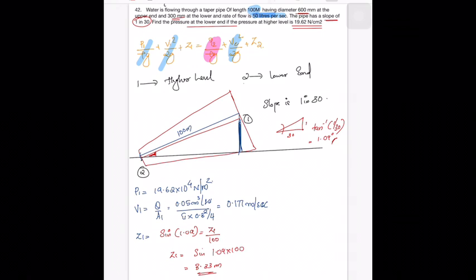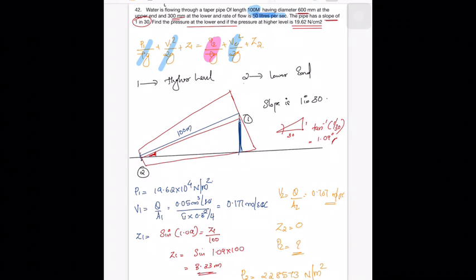Now we can find out V2, which will be equal to Q by A2. That will be equal to 0.707 meters per second, and Z2 will be equal to 0, since the datum is passing through the section itself. Z2 will be 0, and P2 we have to find out. So by using the Bernoulli's principle, you will get P2 is equal to 228,573 Newton per meter square.